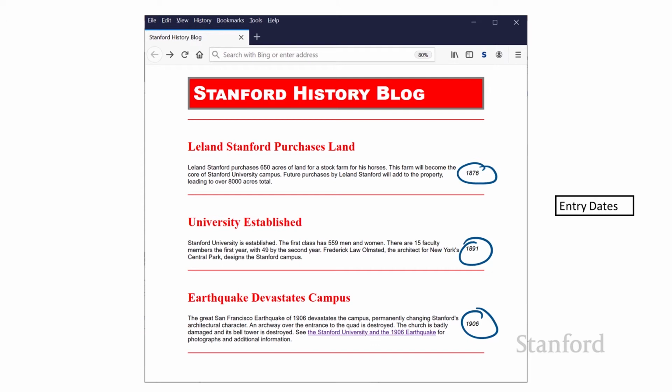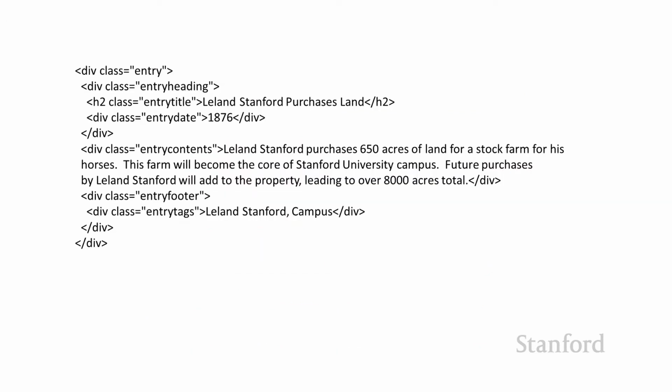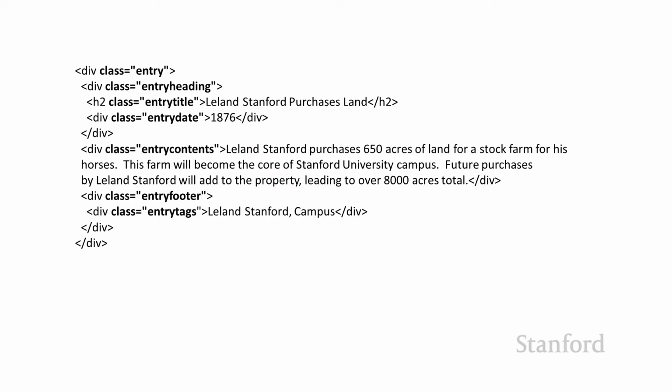Now, if you look at the source of a blog, often you'll see that what they've done is they've taken a number of these items, and some of them might be paragraphs, some of them might be divs, some of them might actually be headings. And they will go ahead and give them classes. So this is what my source code looks like for each of the entries in the blog. And you can see I've given a class for the entries, a class for the heading, which has a title and the date in it, a class for the contents, a class for the footers, and a class for the tags that go in the footers.